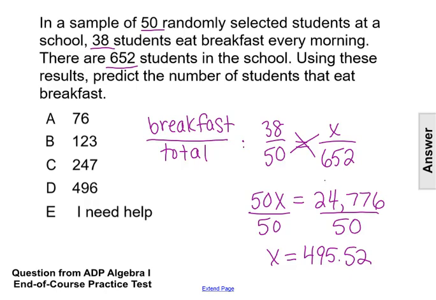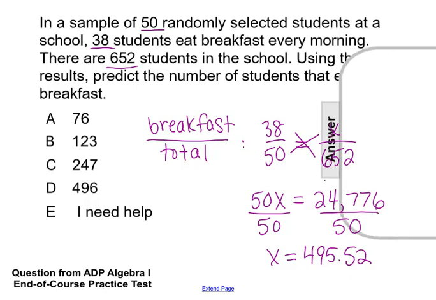Now, we can't have 495.52 of a student. We can't have 0.52 of a student. We're not cutting up any students here. We can't have parts of a student. We have to have our answer as a whole. So we're going to round up and say that predicting the number of students that eat breakfast out of the total of 652 students would be 496 students, making our answer choice D.